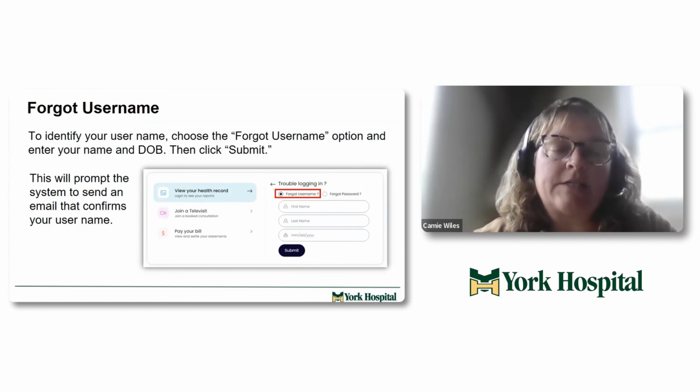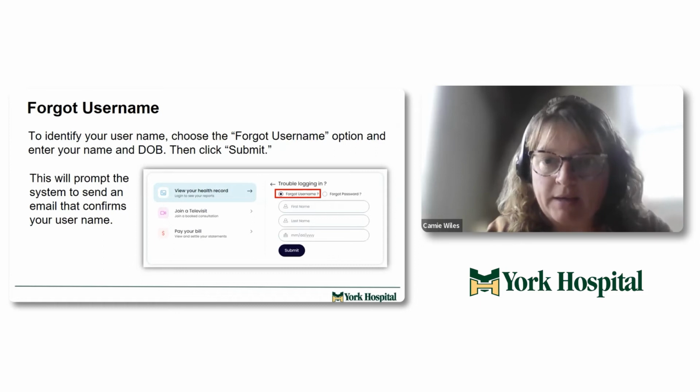We'll go through the next series of steps. Once you've clicked on trouble logging in, this screen talks about if you've forgotten your username. There are a couple of quick steps. If you enter your first name, your last name, and your date of birth on this screen, and then hit submit, that will prompt the system to send you an email that will include your username in the body of the email. And next slide.